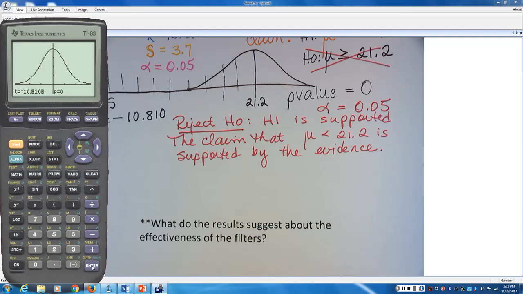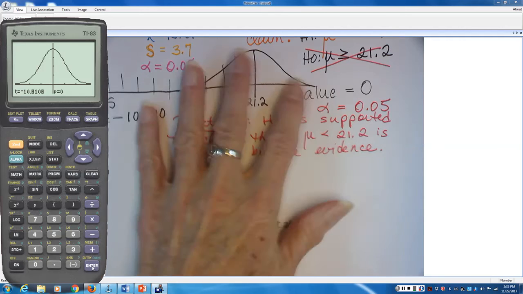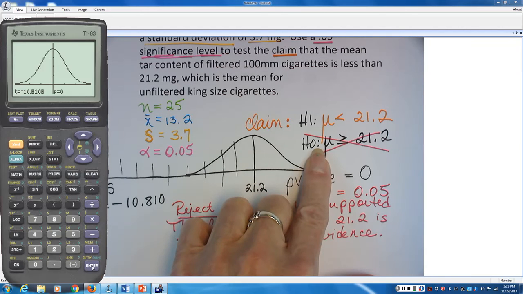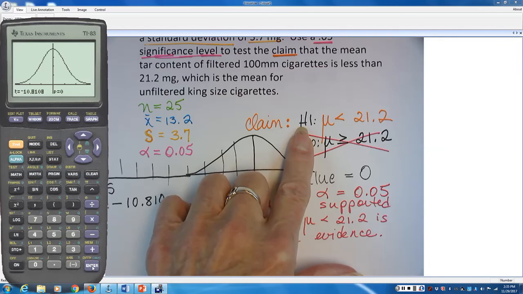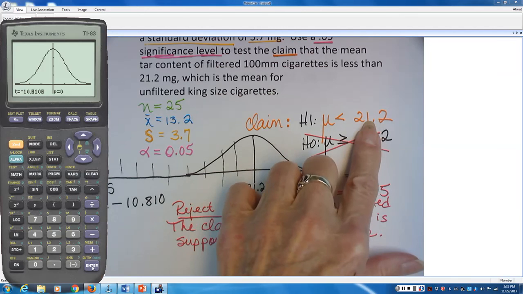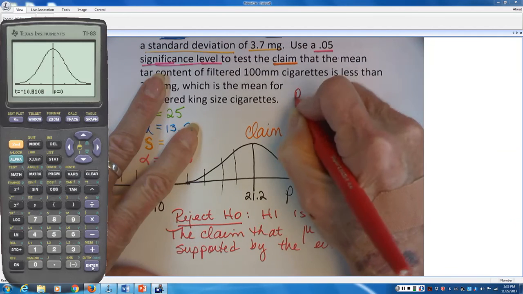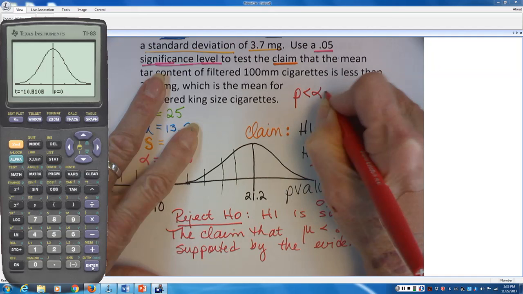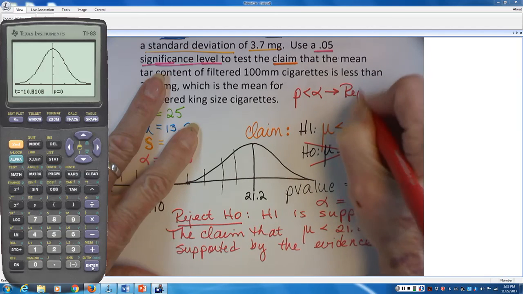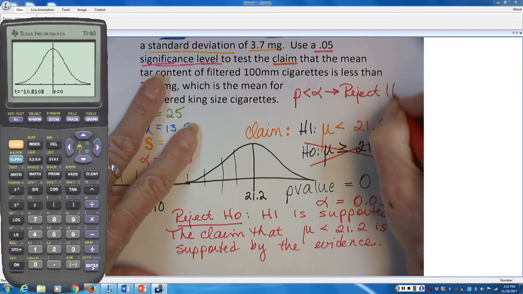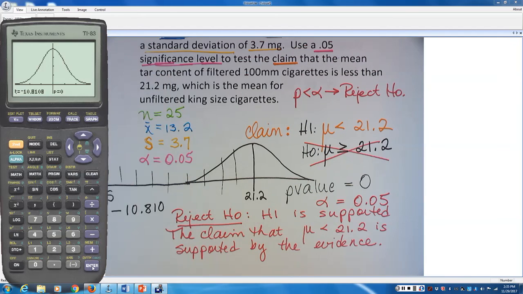How would you find out if the claims are correct or not? You either reject H0, which was not the claim, or you don't reject H0, and that means H1 is true, and the rule of thumb is always when P is less than alpha, you reject H0. Okay?